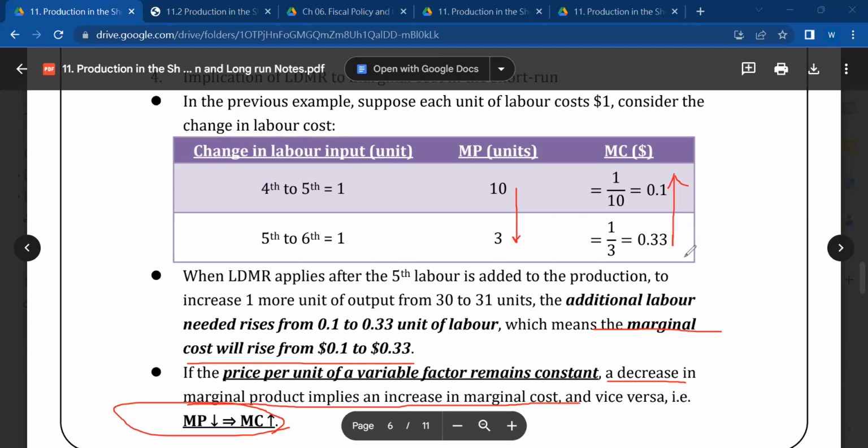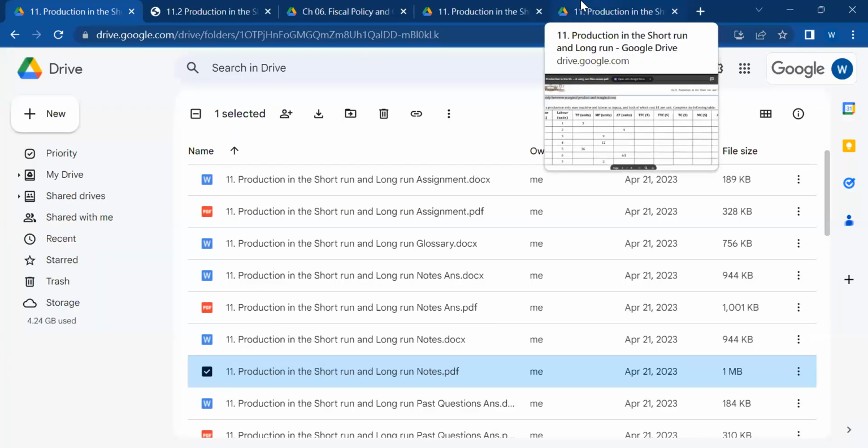We just need to know the relationship between the marginal product and the marginal cost. That is, when the marginal product decreases, marginal cost will increase. Okay? Just a reminder. Please remember this sentence. Is that clear? Okay, so if you know this concept, now we will go back to our worksheet 11.2, because we have learned all the concepts about the law of diminishing marginal returns. So let's go back to 11.2 now.